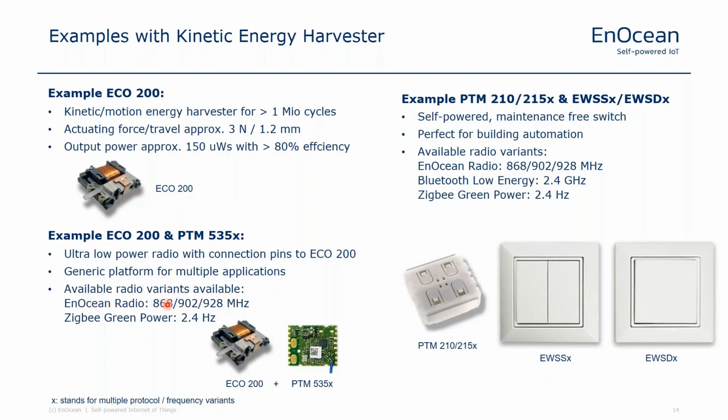Okay, available frequencies are 868, 902 and 928 for EnOcean radio, and also for Zigbee 2.4. Oh, the gigahertz is still missing. Sorry, it's gigahertz, not this very slow frequency. So another example is, I would say, our most sold product, the PTM 210 and 215.